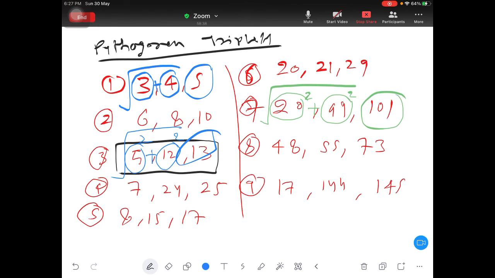Okay, so these triplets should be in your mind, so it will make you faster than other students. Okay, we will stop class today.